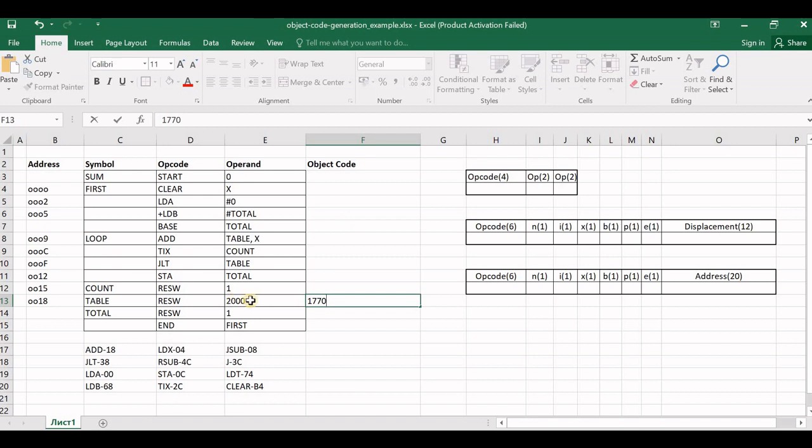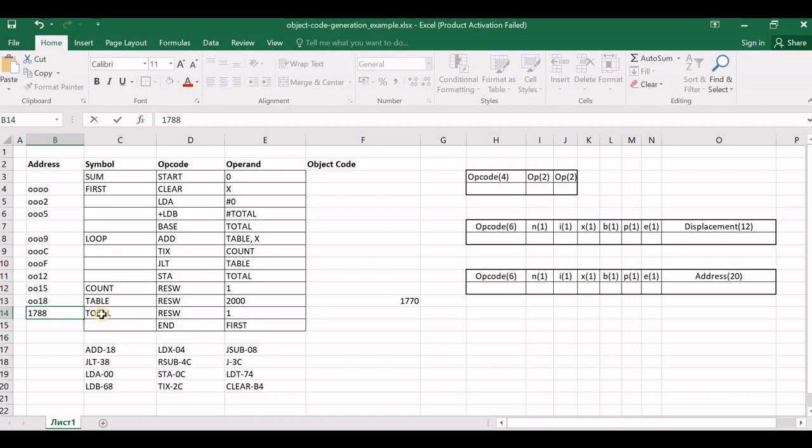That is 2000 into 3, 6000. 6000 is the decimal value. Convert that 6000 into hexadecimal. When you convert 6000 into hexadecimal, the number of bytes that you are getting is 1770 bytes. So add this 1770 to 0018. The answer that you get is 1788, which is the last memory location.